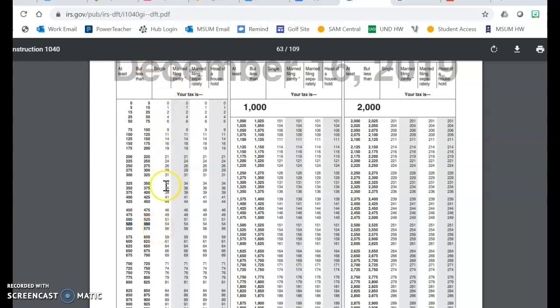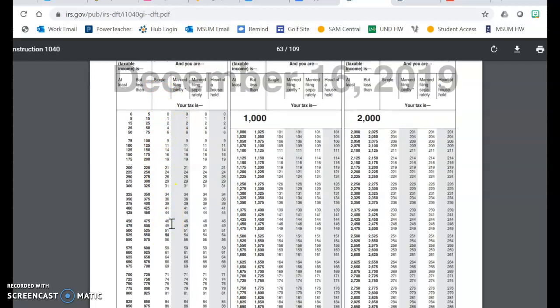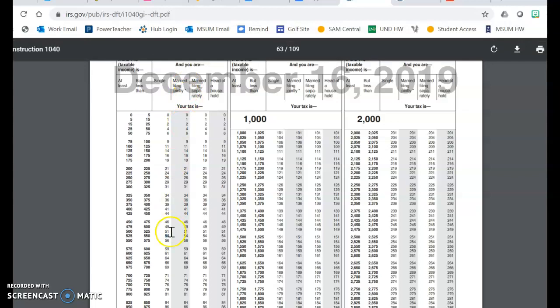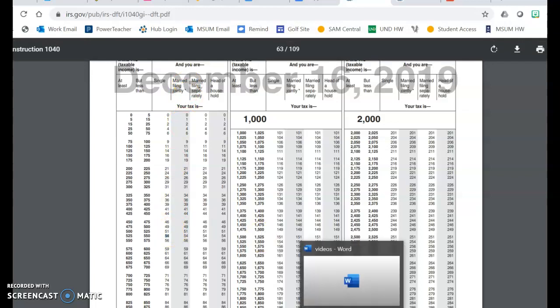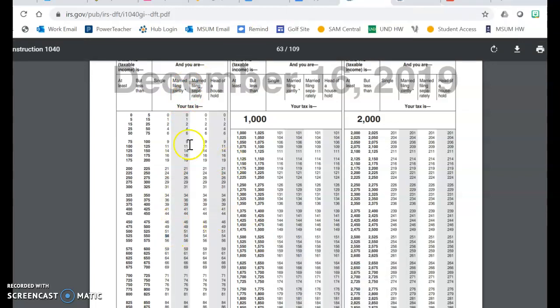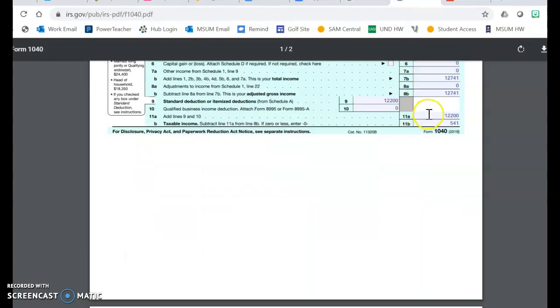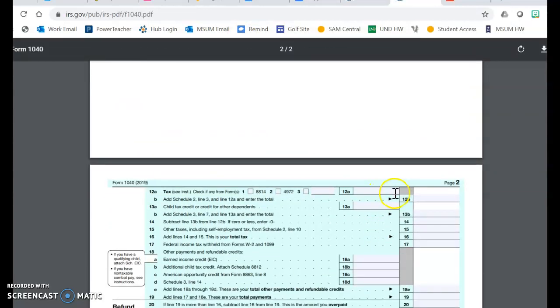She is single, so we have to look at this column of single people and go over to this number here, which is 54. So this says your tax is 54. So that's what we're going to do: we're going to come back after we get that number from this table, and that's what we're going to fill into line 12A, 54.